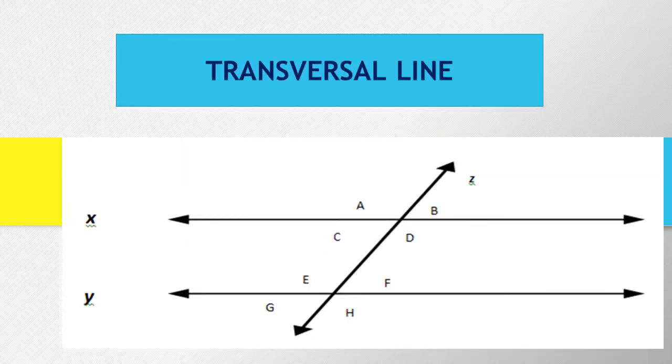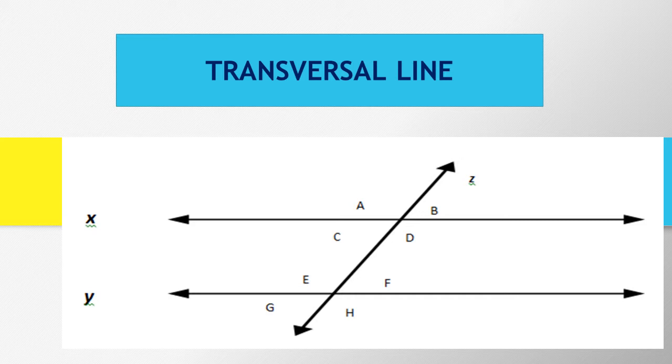Lastly, we discuss the transversal line. A transversal line is a line that intersects two or more lines. We have interior angles, which are formed inside after being cut by a transversal line, while exterior angles are formed outside after being cut by a transversal line.